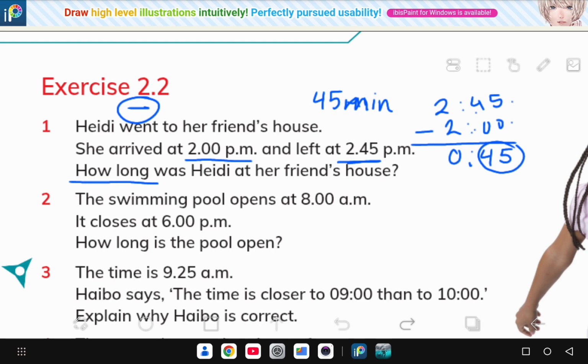Question 2. The swimming pool opens at 8 a.m. It closes at 6 p.m. How long is the pool open? I would say that there are two ways for us to know. We can just count the hours after 8 a.m.: 9 a.m., 10 a.m., 11 a.m., 12, 1 p.m., 2 p.m., 3 p.m., 4 p.m., 5 p.m., 6 p.m., which is basically 10, or I can actually do two steps.